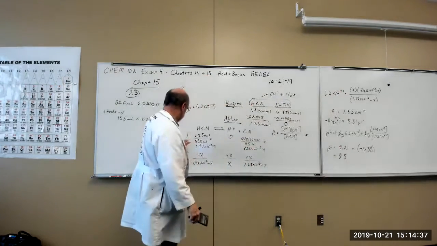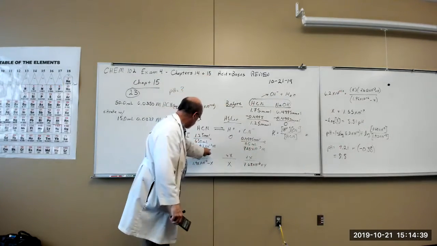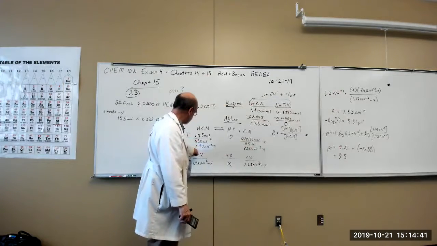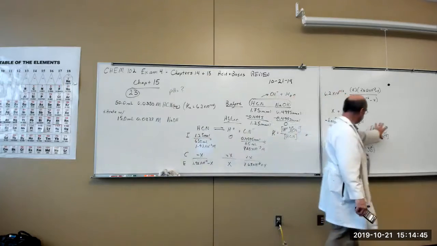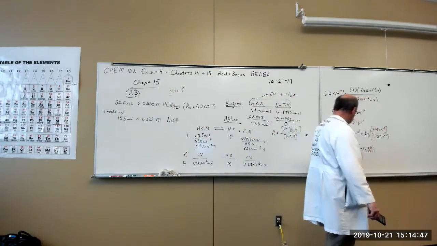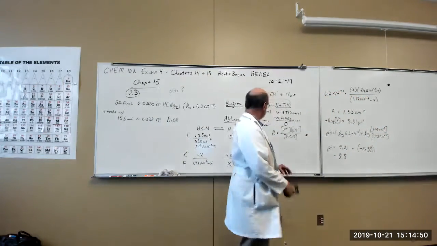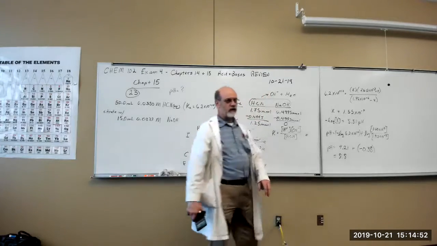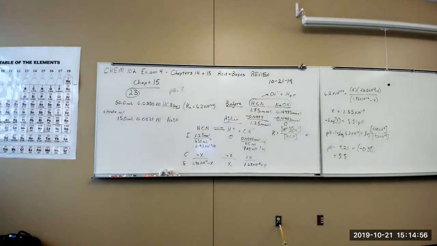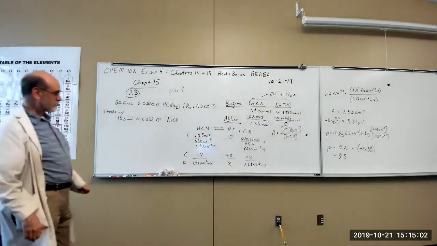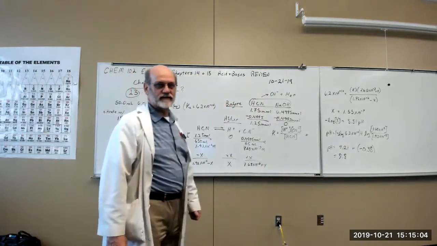Once we get to this point, we establish that as our acid. This is our conjugate base. Plug those values into Henderson-Hasselbalch, and you get your pH. So we can avoid the quadratic solution. A lot quicker, and you don't have to deal with quadratics.